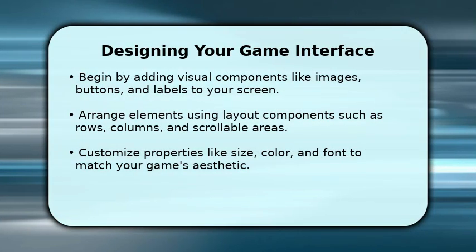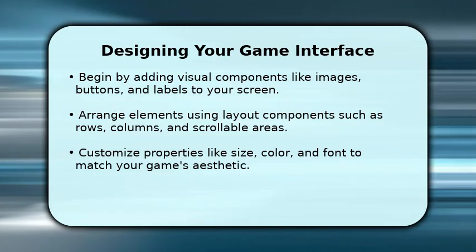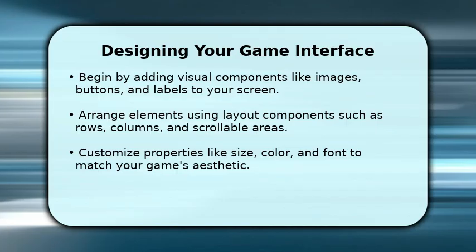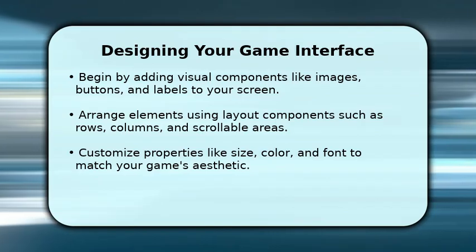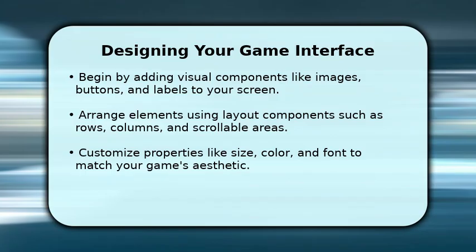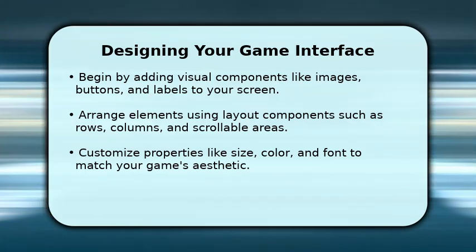Once you are in the Thunkable editor, your first step is to design the visual interface of your game. This involves dragging and dropping various components, such as images for backgrounds, buttons for controls, and labels for displaying scores or instructions, onto your game screen. You will arrange these elements using layout components like rows and columns to ensure a clean and organized look. Remember to customize properties like size, color, and font to perfectly match your game's unique style.